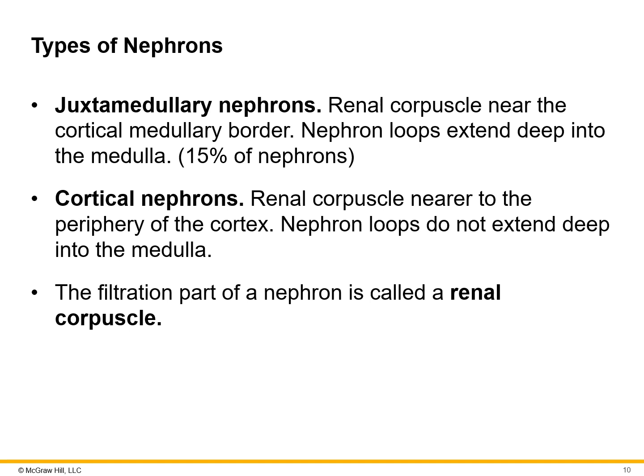There are a couple different types of nephrons, and that includes the juxtamedullary nephron. This is in the renal corpuscle near the cortical medullary border, and these loops extend deep within the medulla. And this is about 15% of the nephrons. The main ones are the cortical nephrons, and this is where that corpuscle is near to the periphery of the cortex, and the loops do not extend very deep into the medulla.